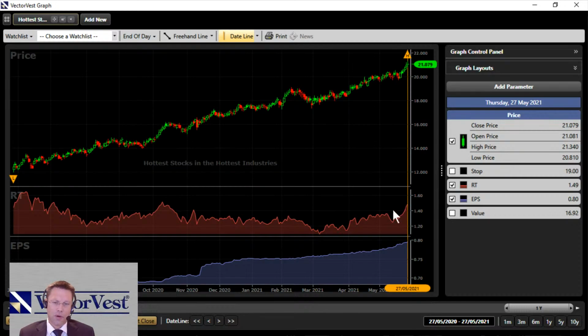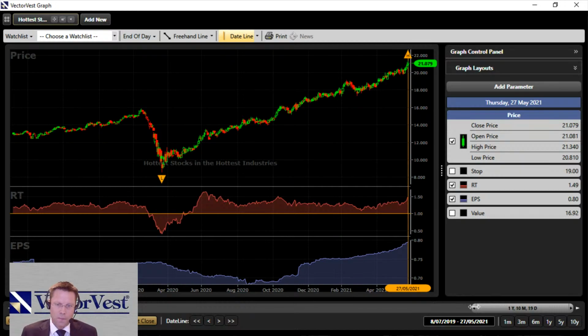Look at the technical profile for all of these stocks on average. There you go. If you look at that, that's a pretty hot set of stocks, is it not? So there are your hottest stocks in the hottest industries. The earnings are on fire. The technicals are on fire. I'm going to throw in a few little extras here for some fun, just to show you.